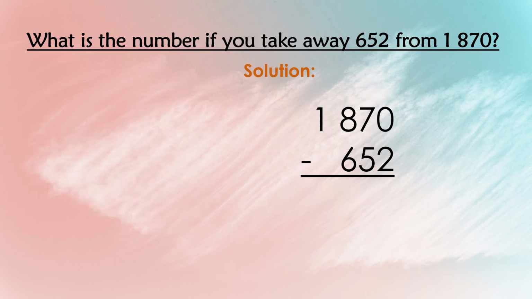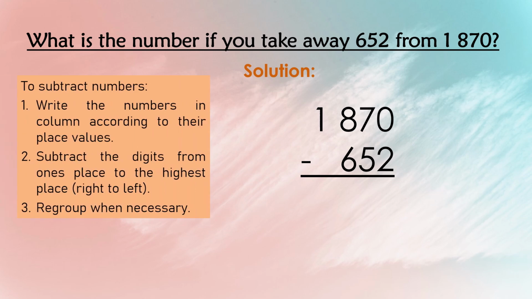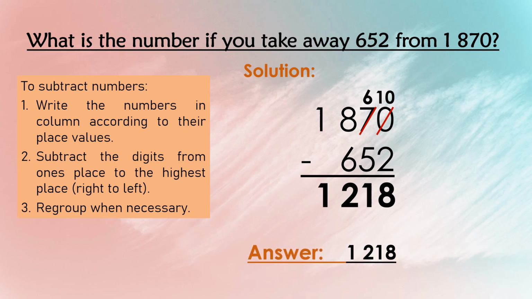Let us answer the next problem. What is the number if you take away 652 from 1,870? Follow the steps. First, subtract the ones digits. 0 minus 2 cannot be, so we regroup 7 as 6 tens and 10 ones. 10 minus 2 equals 8. 6 minus 5 equals 1. 8 minus 6 equals 2. And bring down 1. The answer is 1218.